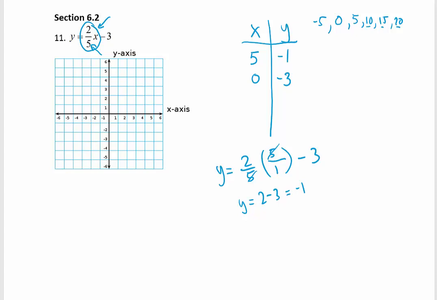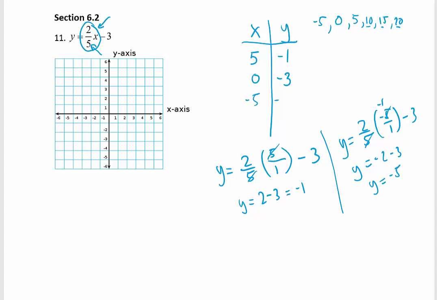Let's see if I put a -5 in there. y equals 2/5, and again, I'm going to write that -5 as a fraction, minus 3. So the 5 will divide out again, leaving us with a -1 up top. So -1 times 2 would give us -2 minus 3, which would give us -5. So if I put a -5 in there, I got a -5 out. So now I've got my 3 values.